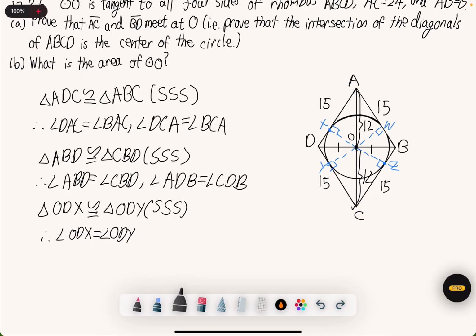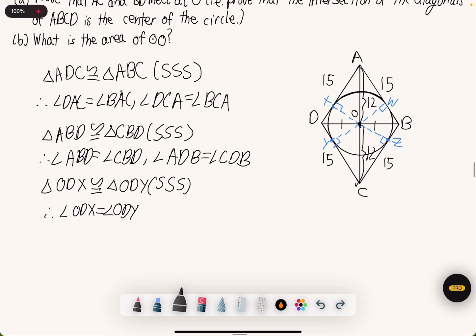So basically, BD is the angle bisector, right? Or is part of the angle bisector. O is on the angle bisector, so O is on BD. So we now know O is on BD, which is one step closer, because the only way we can prove that AC and BD intersect at O is to prove that BD and AC both pass through O. Next, let's prove that O is on AC.